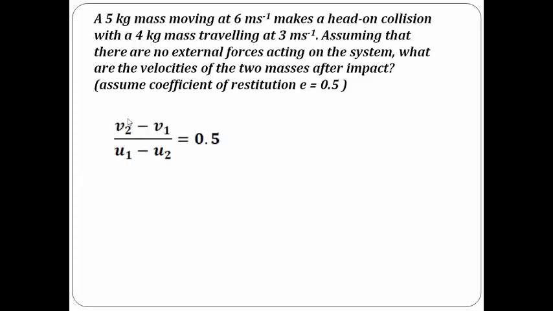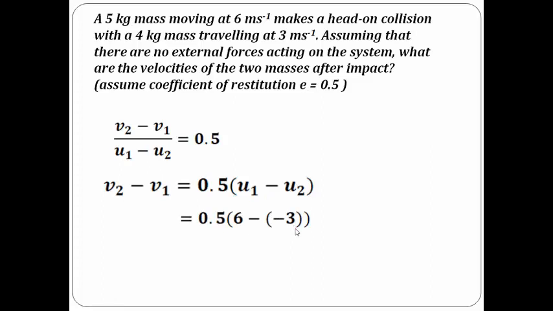So we will start with the equation for the coefficient of restitution, (v2 minus v1) divided by (u1 minus u2). In this case it will be equal to 0.5. Rearrange it and put the values here, 6 and minus 3, because they say it is a head-on collision. Head-on collision will happen when the objects are moving in opposite directions. So 6 minus (minus 3) will become 6 plus 3, and then multiplied by 0.5 will become 4.5. So we have v2 equals v1 plus 4.5. Let us call this equation 1.